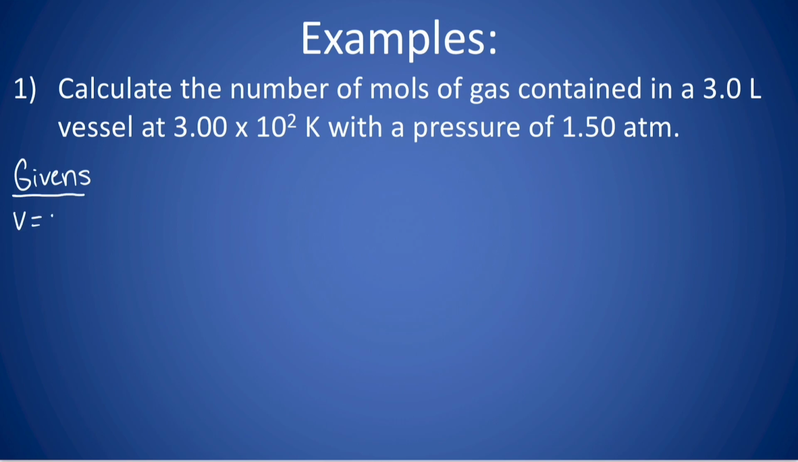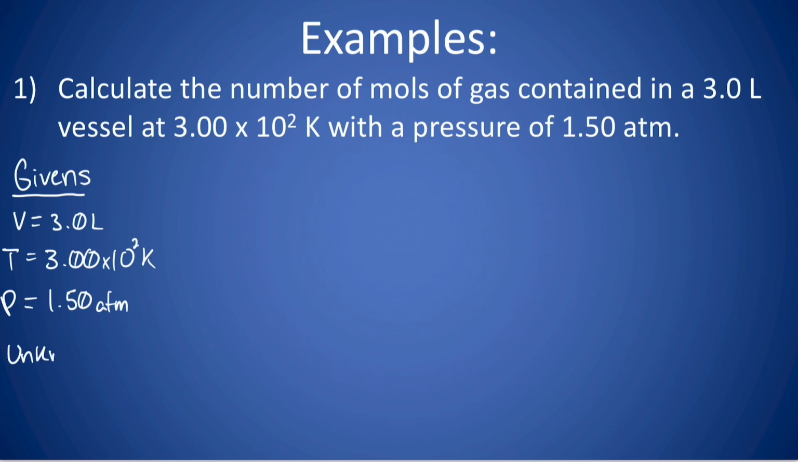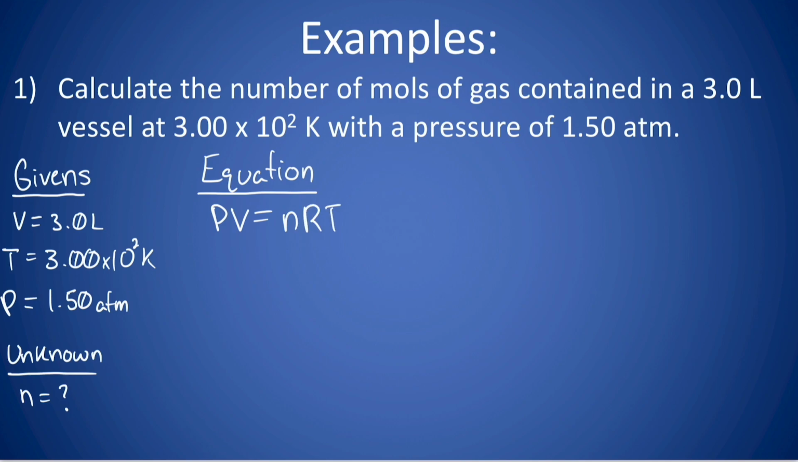So they tell us our volume is 3.0 liters. They tell us our temperature is 3.00 times 10 to the second Kelvin. And they tell us our pressure is 1.50 atmospheres. Our unknown in this case is the number of moles. That's what they're asking us to find. So next up is the equation, which our ideal gas law equation is PV equals nRT.